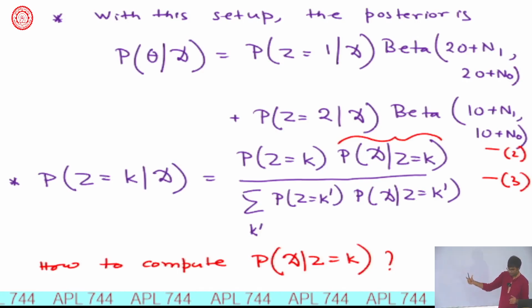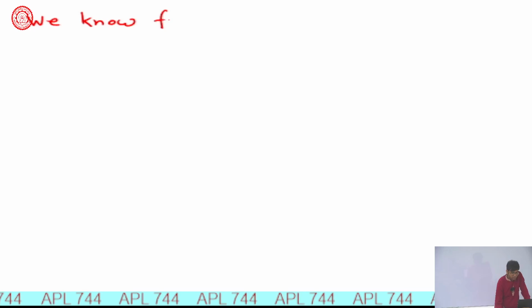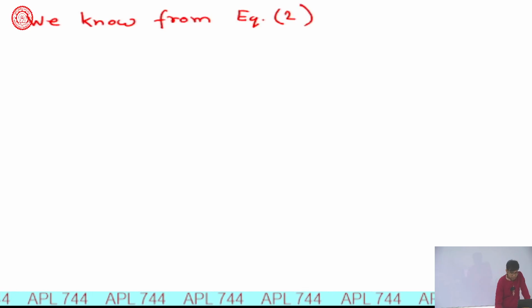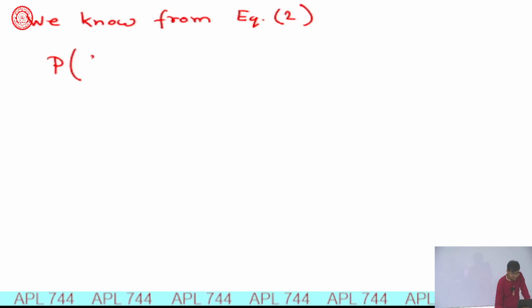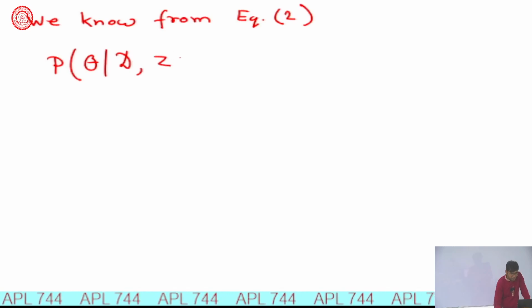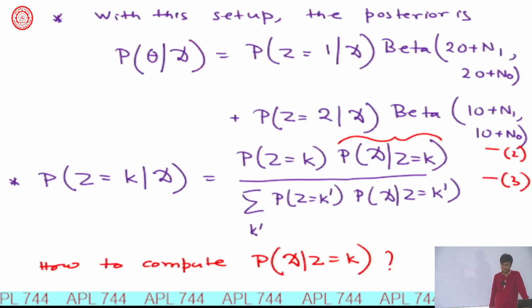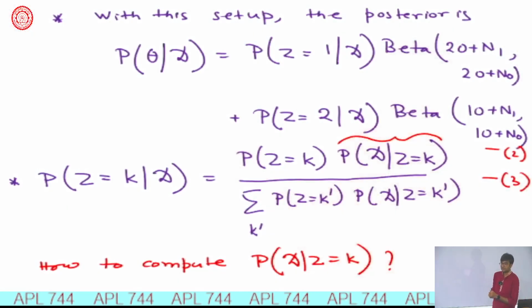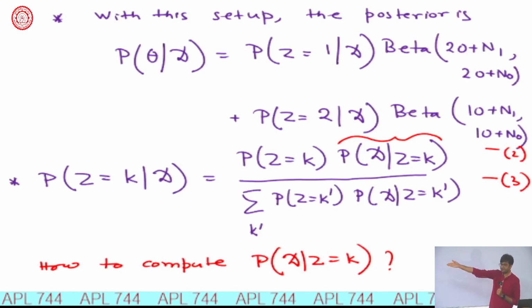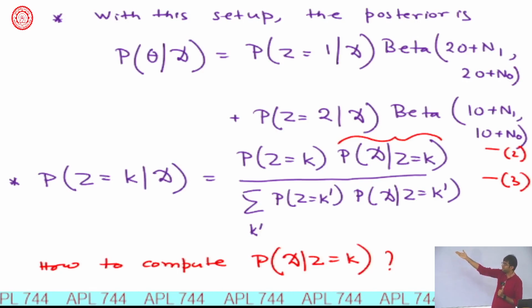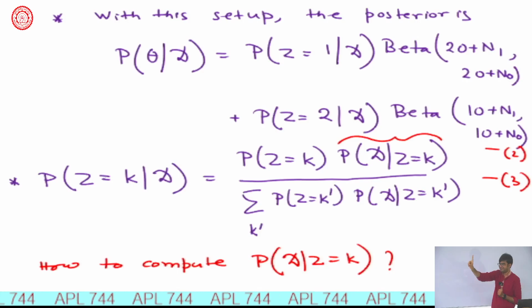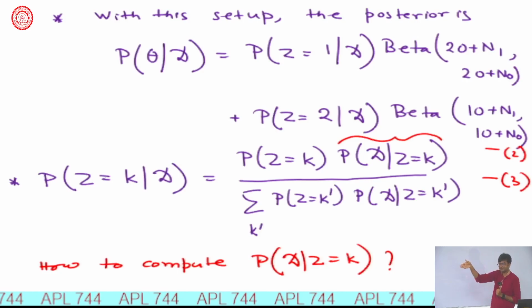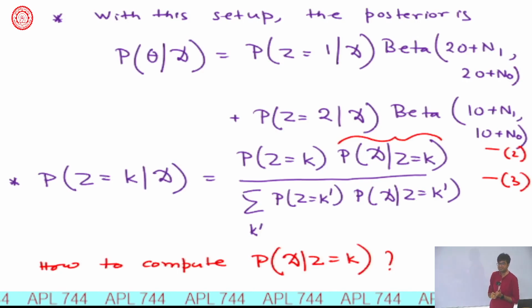Okay. So, from equation 2, what do we know? Probability of theta given d comma z equal to 1. So, from 2, can you tell me what this is equal to? What I want to find out is theta given d, the data, but I am telling you that z is equal to 1. That is the additional information I am giving. What will this be equal to from equation number 2? See, I have told you that z is equal to 1. So, that means the second term will become 0. So, only the first beta component will be there, because since I have given you z equal to 1, probability z equal to 1 given data will become 1. Probability z equal to 2 given data will become 0, because I am telling you z equal to 1. So, you will end up getting beta 20 plus n1 comma 20 plus n2.